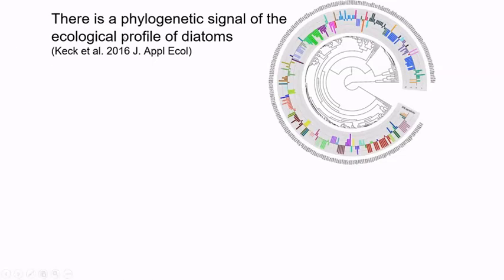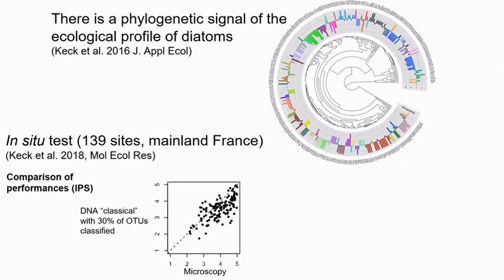So we tested that. This was the work of François Keck. What he did, he made a phylogeny of diatoms. Here, this is a circular tree. So you have a phylogeny of diatoms, and he looked at the ecology of each species. So these are, in fact, the IPS profiles. And you can see that there are some clades. In most of the clades, in fact, the ecology is the same. So it means that there is, in fact, a phylogenetic signal of the ecology of diatoms. It's not random. You can see clearly that there are some patches.